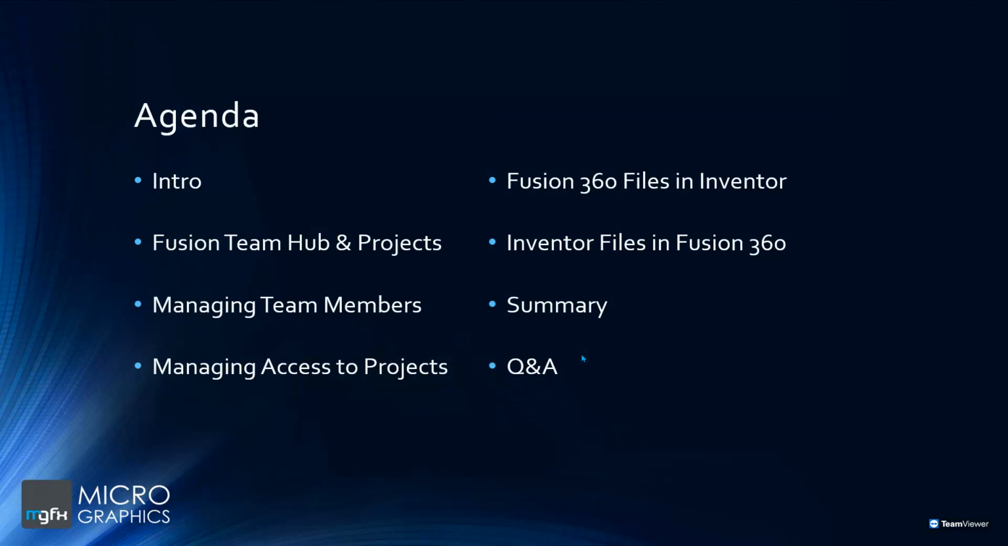Let's have a look at the agenda for today. We'll start off with a short intro into why would you want to use Fusion files in Inventor or Inventor files in Fusion. This will be followed up by a quick look at Fusion Teams Hub and projects, and how we manage users within a Team Hub, as well as managing access to projects. We will then continue with a look at how to get Fusion 360 files into Inventor, and then a look at opening Inventor files in Fusion 360. We'll close off with a short summary of the topics covered, and then a Q&A session.